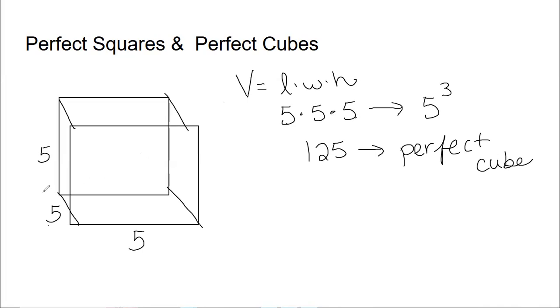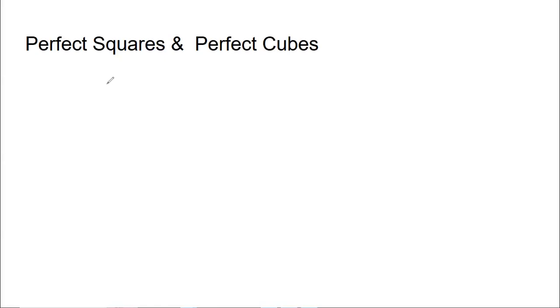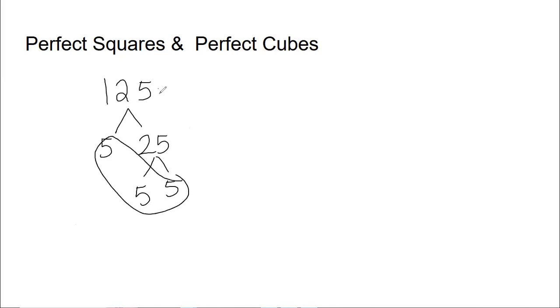If you're ever wondering if a number is a perfect cube, here's how I would do it. So we know 125 is. I would grab my calculator, if you're allowed to use one, and start dividing that up. So that divides into 5 times 25, and then 25 is 5 times 5. So see how there's 3 5s? That's how you know it's a perfect cube.